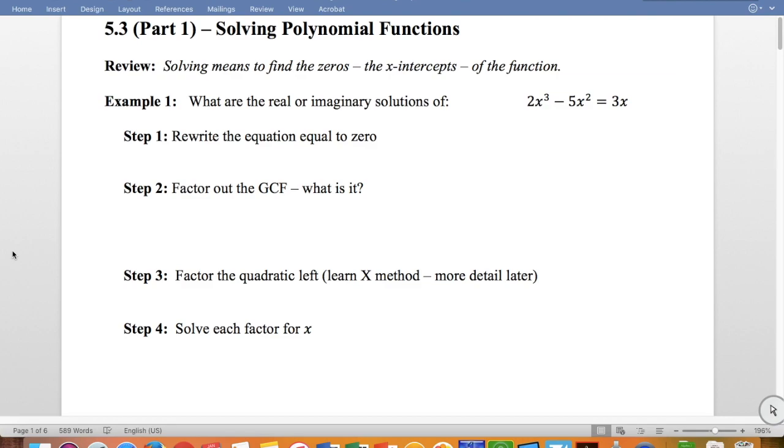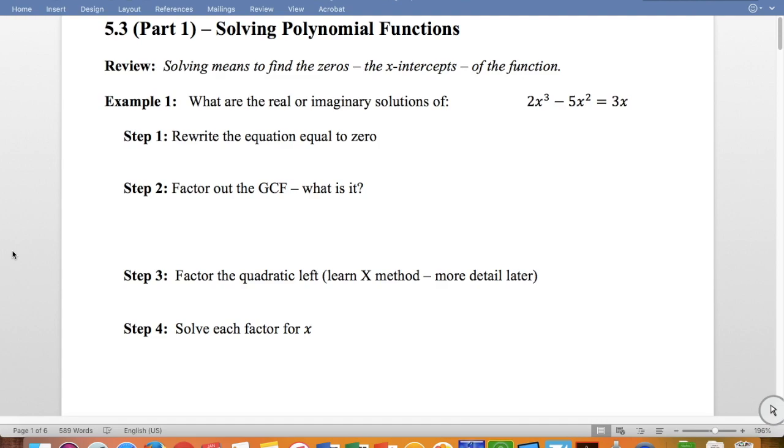Remember that solving means to find the zeros, the x-intercepts, the roots, the solutions, all of those things of the function. So again, if it says to solve, or find the zeros, or find the roots, find the x-intercepts, find the solutions, this is what we are doing.